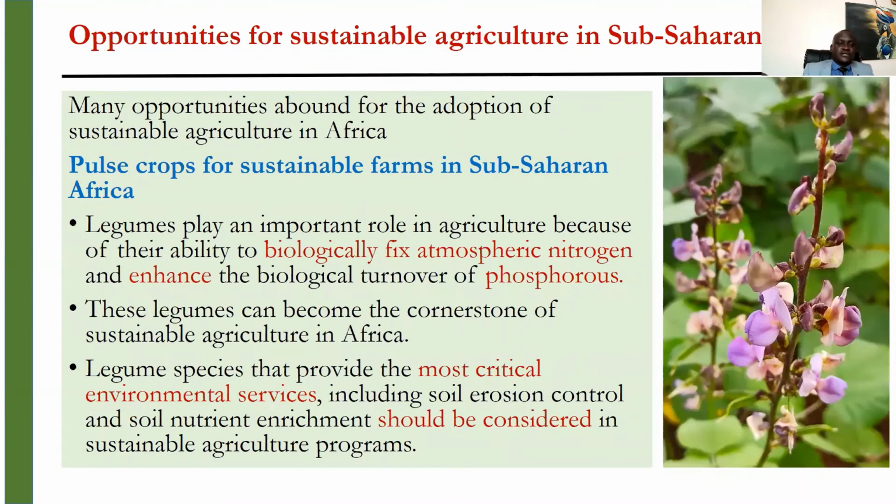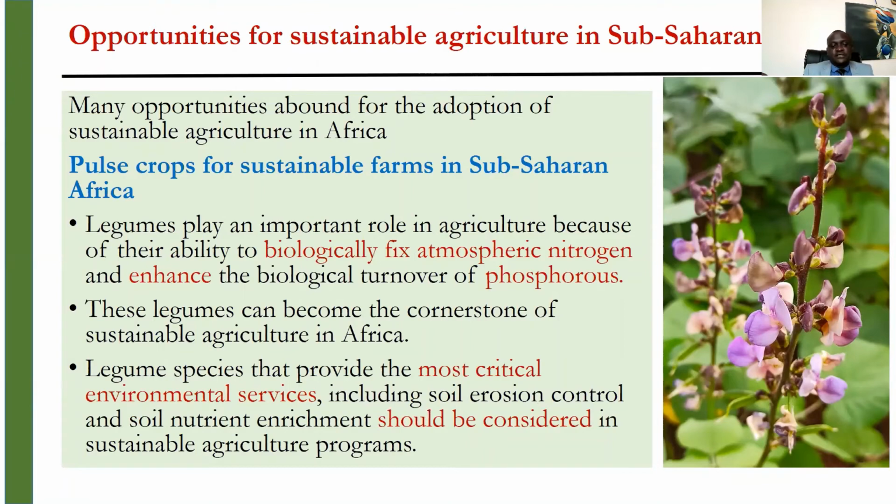And now we can look at opportunities for sustainable agriculture in sub-Saharan Africa. And of course, there are very many opportunities, given the talk and given what we've just had now. But the one that stands out quite a lot, because this is a crop that has almost evolved with the African families, is pulse crop agriculture. And pulses are basically legumes. These are grain legumes, which are referred to as pulses.